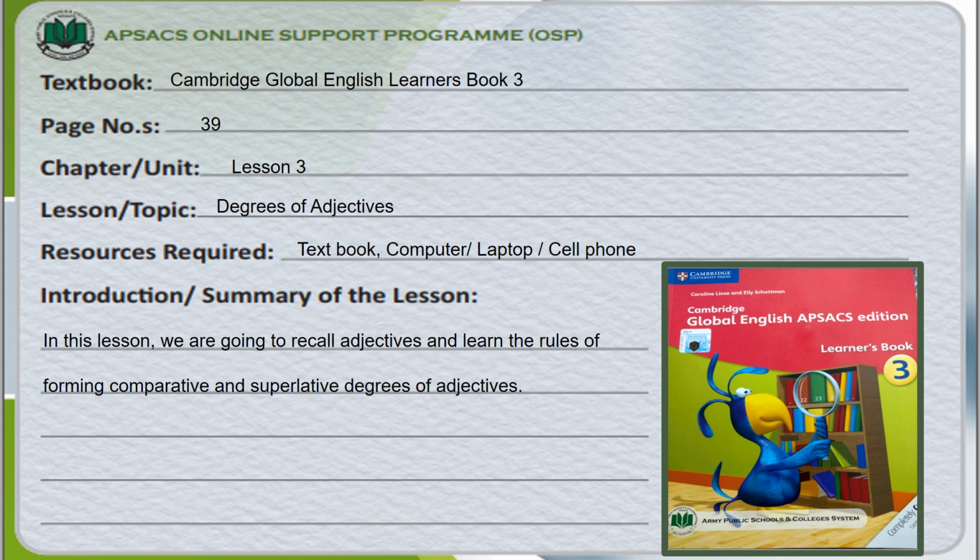Textbook is Cambridge Global English Learner Book 3. Topic: Degrees of Adjective. Summary of the lesson: in this lesson we are going to recall adjectives and learn the rules of forming comparative and superlative degrees of adjectives.